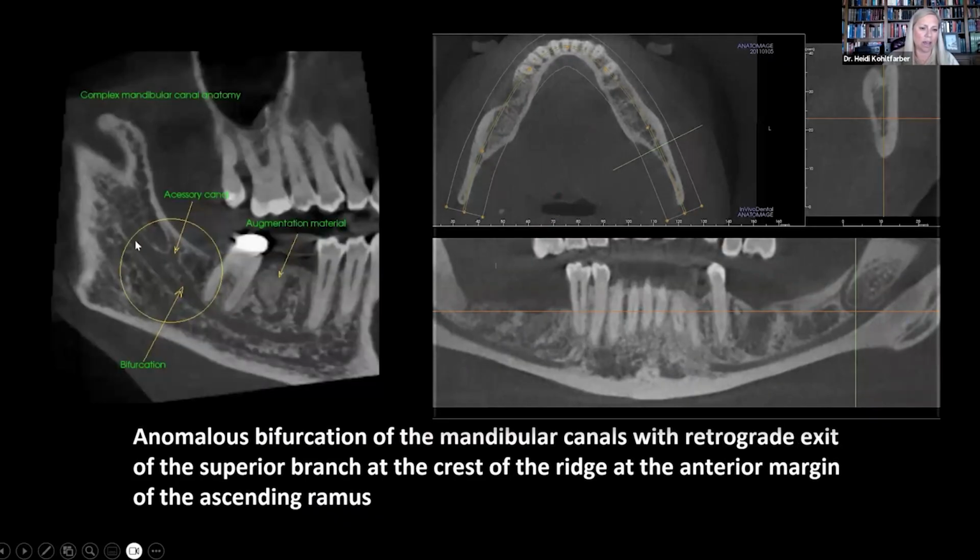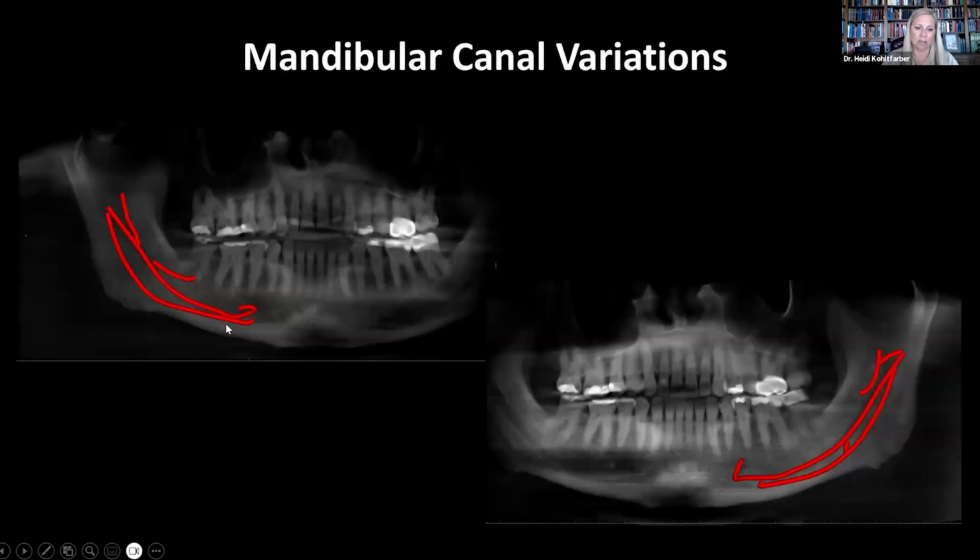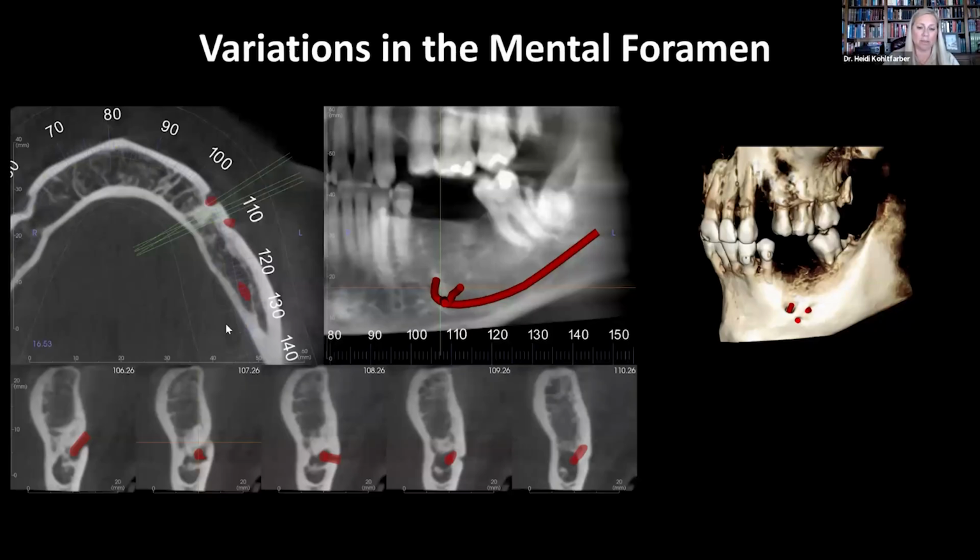This is one in which we have a superior accessory canal taking off, and then another canal coming down and meeting that mandibular canal proper. Here we have complete bifurcation of the canals bilaterally, and then we have anastomosis between those canals. And the same thing with our mental foramen. We can have one foramen, two, three. This patient has three mental foramens in the region where we want to place an implant. So we probably want to know that that's there.